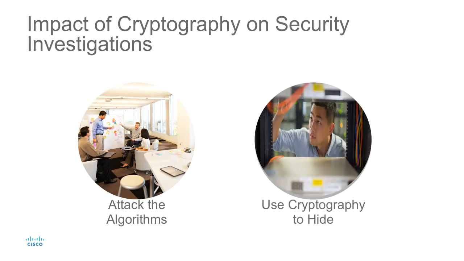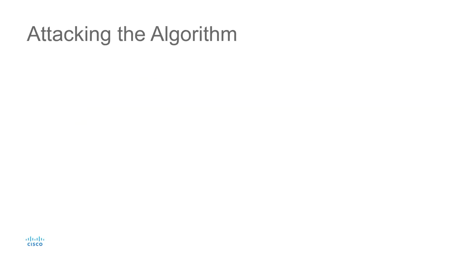The other aspect is that cryptography is often used to hide. We can hide things in plain sight simply by encrypting them. So let's take a look at a little bit more detail of each area here. So let's start out with attacking the algorithm.